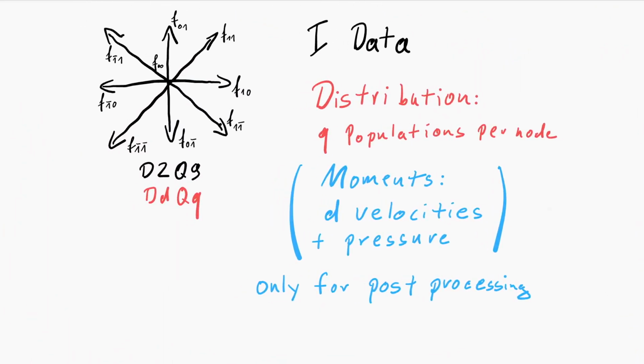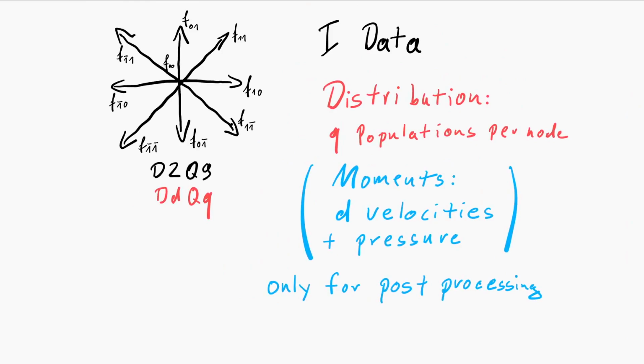So when we discuss the data structures for the lattice Boltzmann method, the first thing we have to do is to look at the lattice that we are using. The lattice is indicated by the nomenclature DdQq, where D is the number of dimensions and Q is the number of lattice speeds or populations.